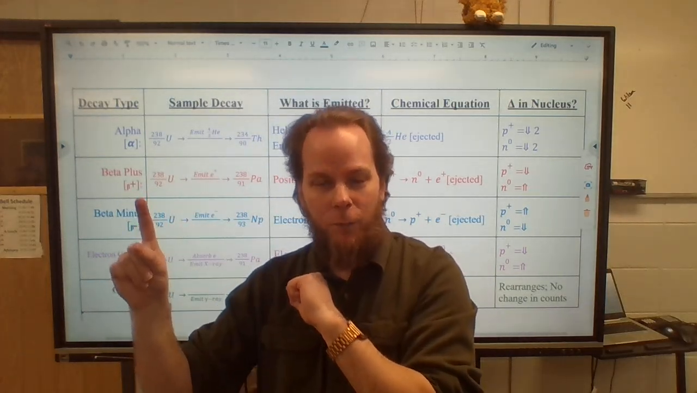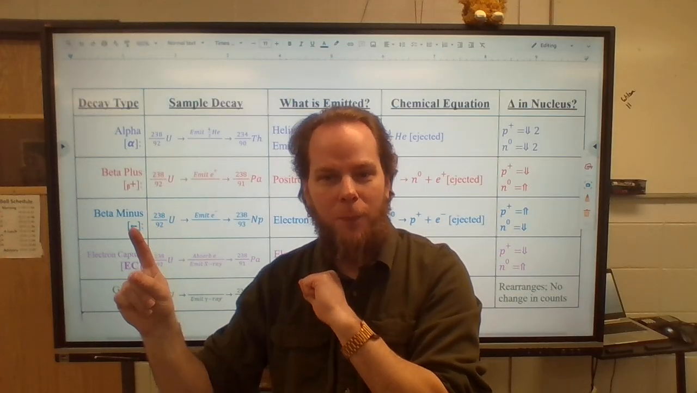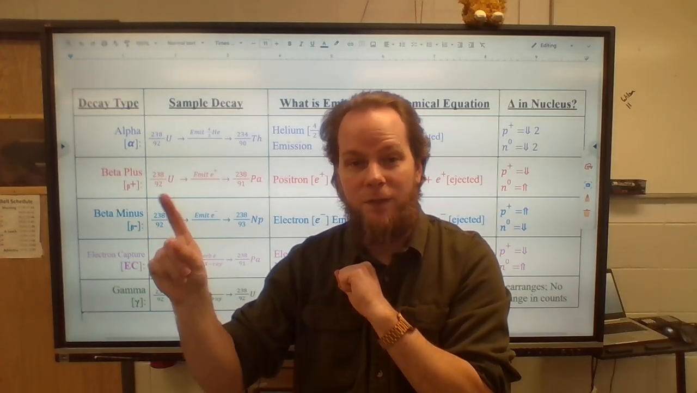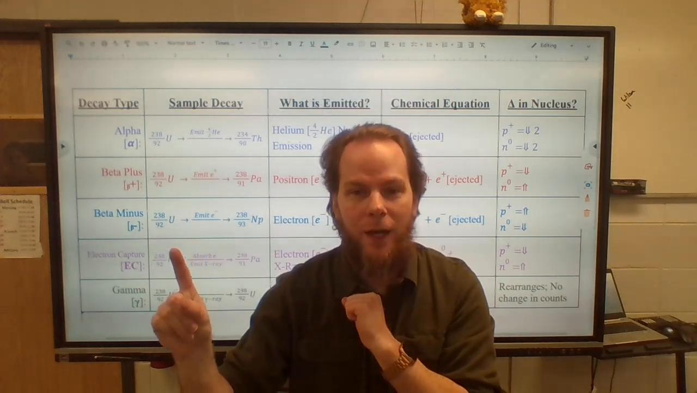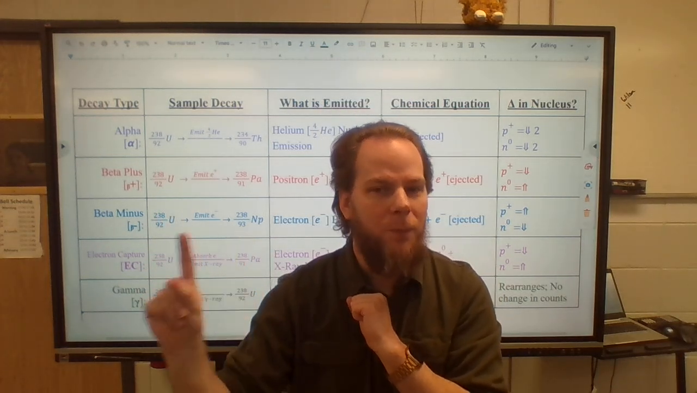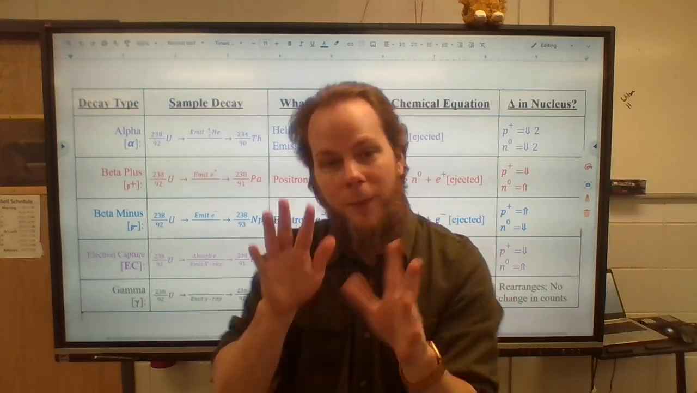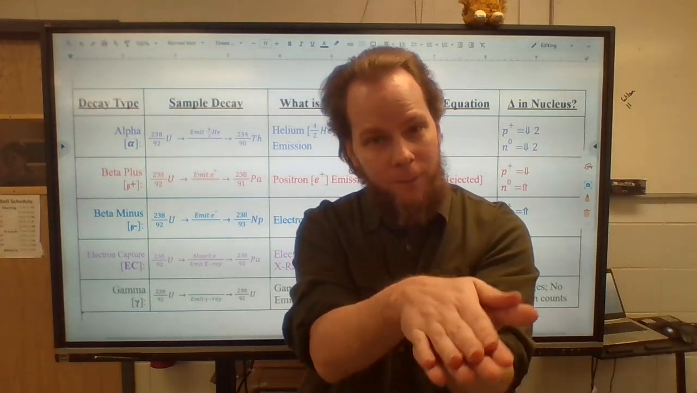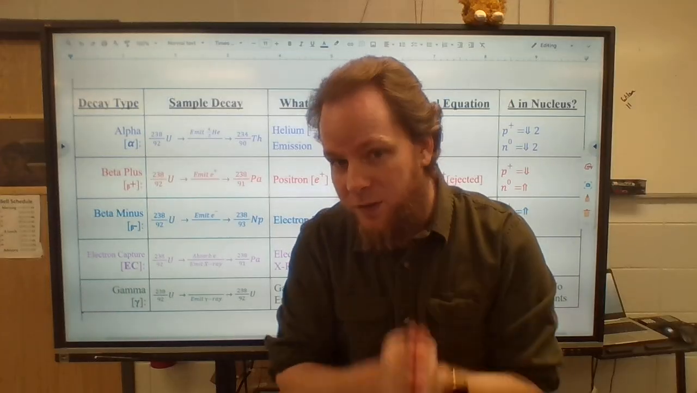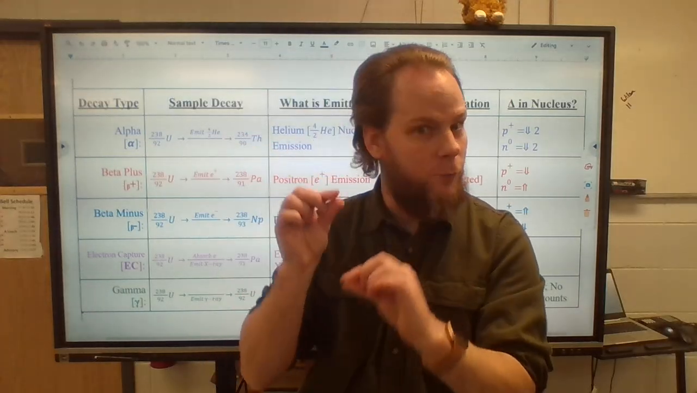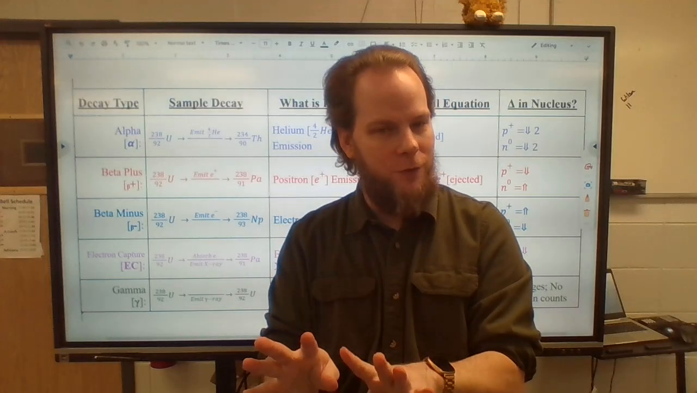We don't eject a positive particle, we eject a negative particle, and instead of the number of protons, the atomic number, going down, this time it goes up by 1. So we go from uranium-238 to neptunium-238. But the same thing is going on. The mass number doesn't change. Only the proton-to-neutron ratio has changed.